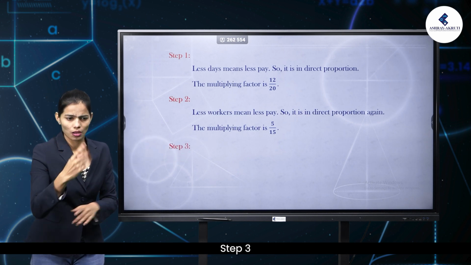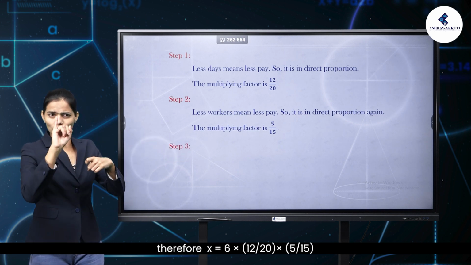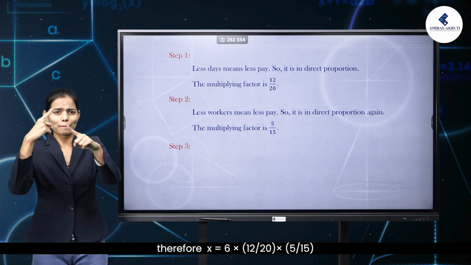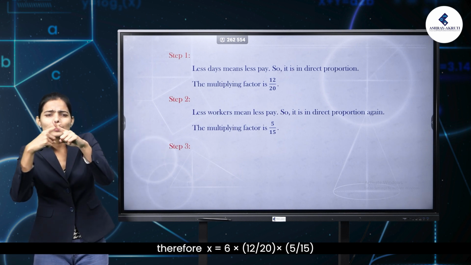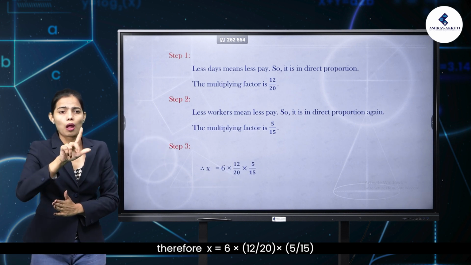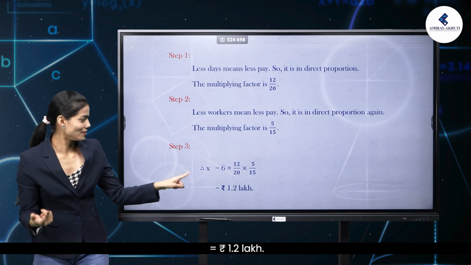Step 3. Therefore, x is equal to 6 into 12 by 20 into 5 by 15 is equal to rupees 1.2 lakh.